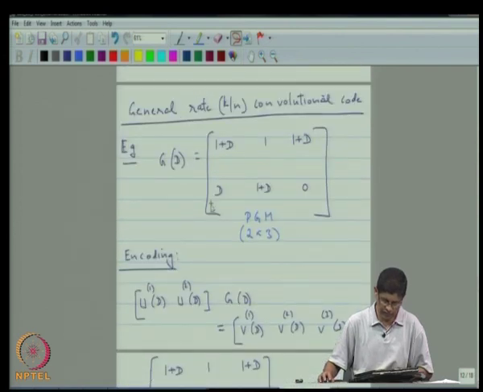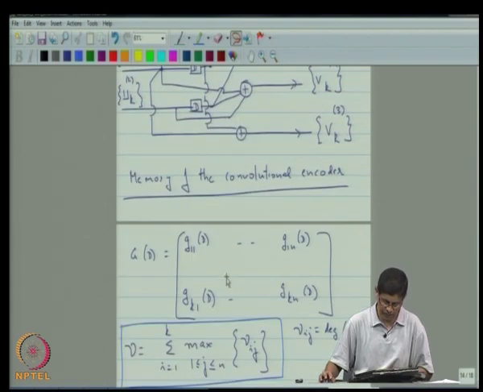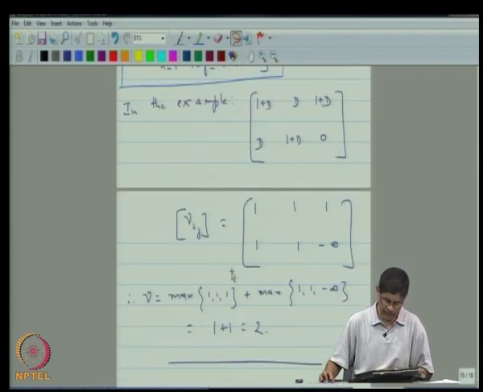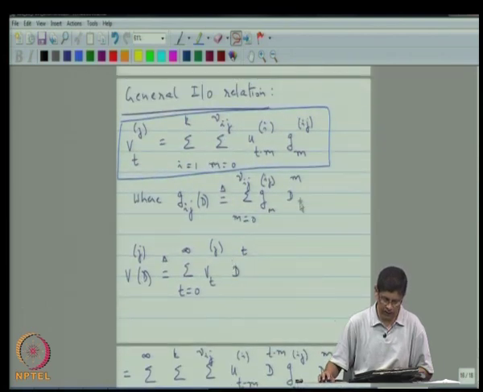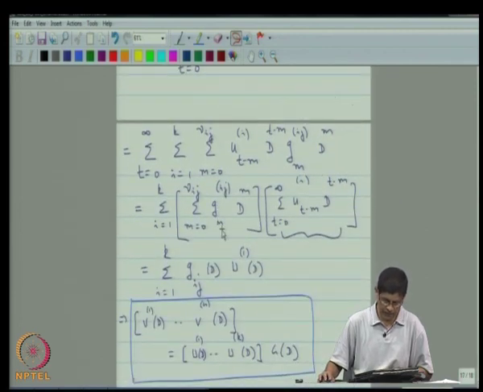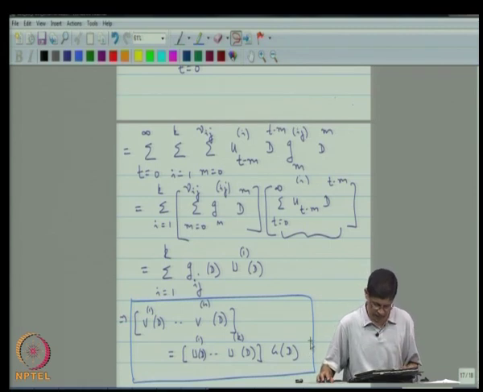For this example, we took the polynomial generator matrix and then drew the encoder. Then we asked what a general rate k by n convolutional code will look like, and wrote down an equation that describes the generation of the code symbols. After that I went on to derive the polynomial generator matrix. All right, so that is where we left off last time.